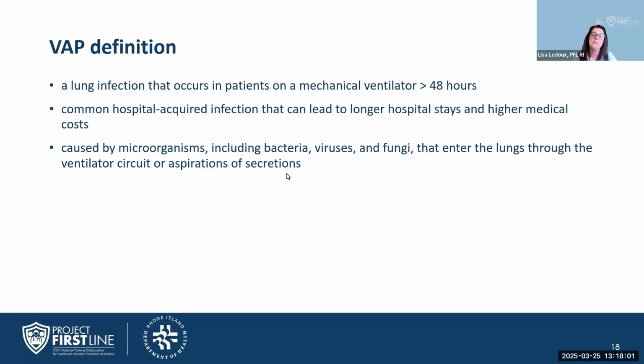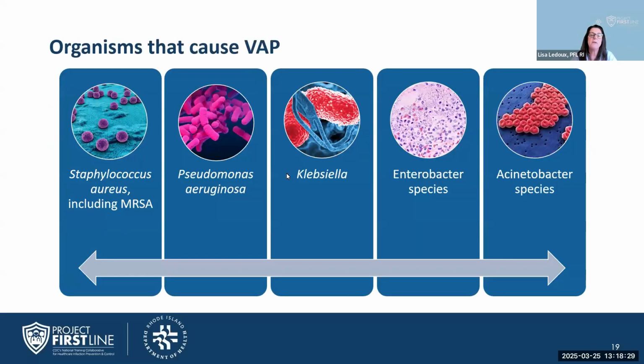It refers specifically to a lung infection that develops in a patient on mechanical ventilation. VAP occurs in the presence of a breathing tube, which is inserted, as I mentioned earlier, down into the airway to help assist in breathing. And it's caused by microorganisms, including bacteria, viruses, and fungi that enter the lungs through the ventilator circuit or aspiration of secretions. And here are some common organisms that can cause a VAP: Staphylococcus aureus, including MRSA, Pseudomonas aeruginosa, Klebsiella, Enterobacter species, and Acinetobacter species.